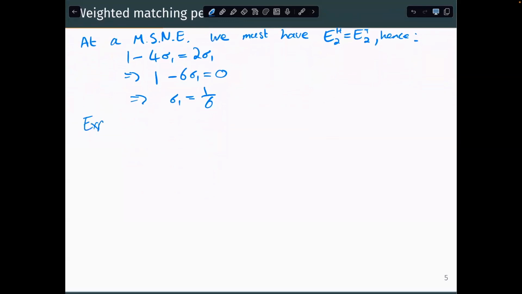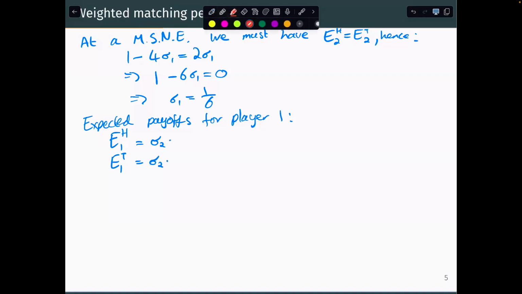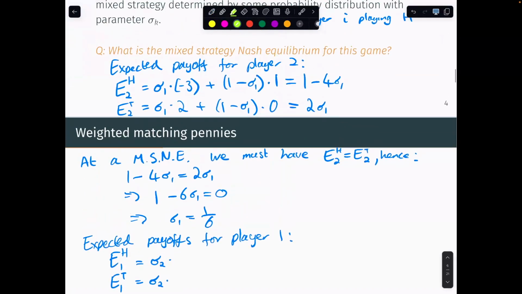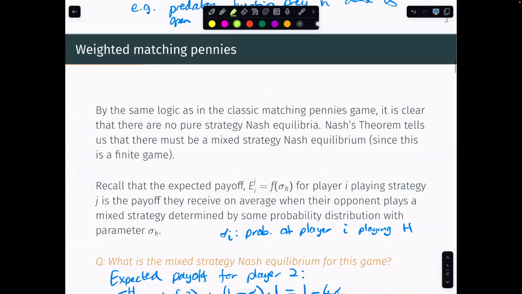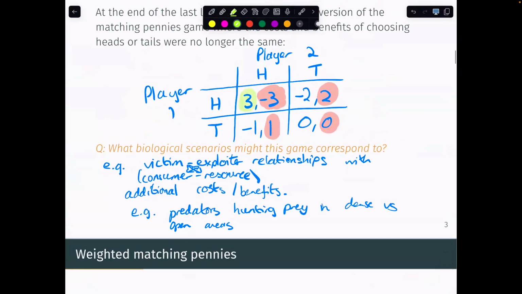Okay, expected payoffs. For player 1, we just do exactly the same, but switching the roles. So the expected payoff for player 1 playing heads and the expected payoff for player 1 playing tails is going to equal, first of all, the probability that player 2 plays heads, which is sigma 2, times the payoff that player 1 gets in those scenarios. So here, if player 2 plays heads and player 1 is playing heads, the payoff is going to be 3.